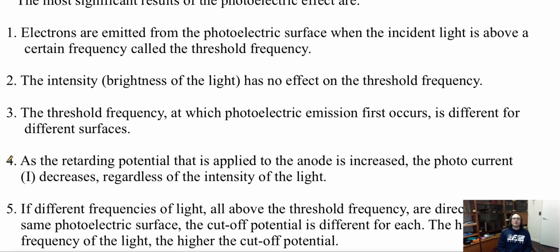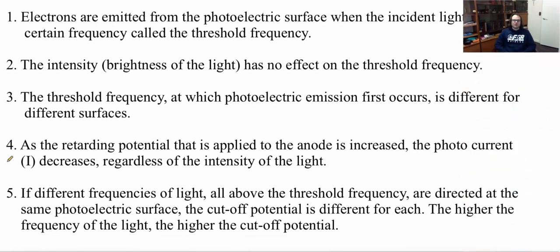As the retarding potential applied to the anode is increased, the photocurrent decreases, regardless of the intensity of the light. So remember, intensity of light doesn't matter, it is the frequency of the light. If different frequencies of light, all above the threshold frequency, are directed at the photoelectric surface, the cutoff potential is different for each. The higher the frequency of the light, the higher the cutoff potential.